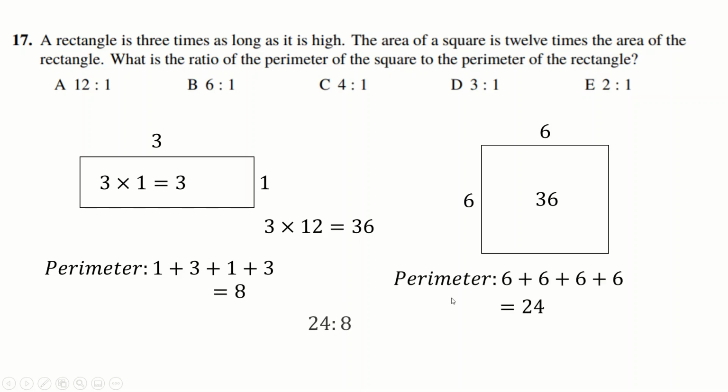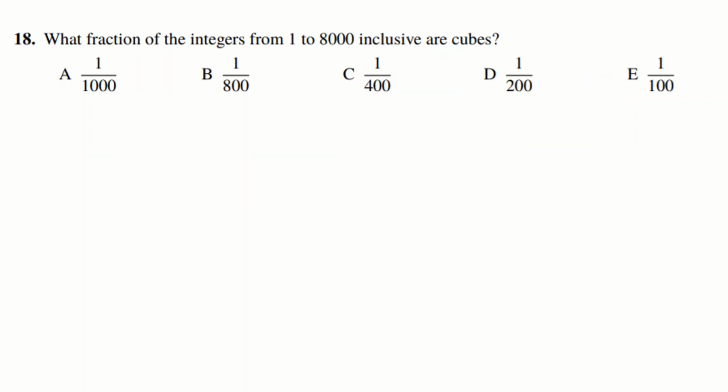Square to rectangle is 24 to 8. Simplified down is 3 to 1, and that'll be my answer. Making up numbers when you're allowed to is fantastic. It makes every question much easier, almost all the time.